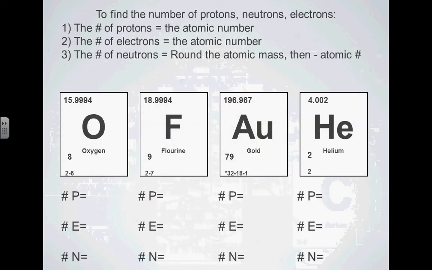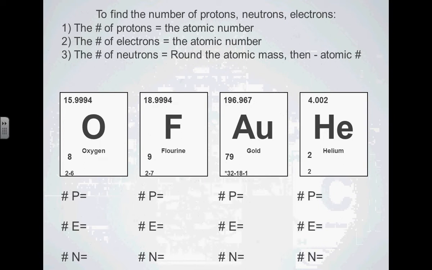All right, so let's talk about how we use these numbers. One thing you're going to have to do, and you'll have to do this in your homework, is figure out how many protons, electrons, and neutrons various elements have. The way we do this is pretty simple. It's not difficult at all. When we want to know the number of protons, we just look at the atomic number. When we want to know the number of electrons, the same thing. To find the number of neutrons, we round the atomic mass, and then we subtract the atomic number. That will tell us how many neutrons there are.